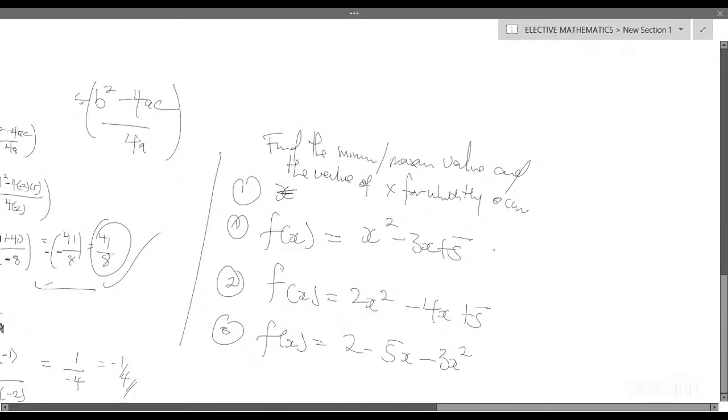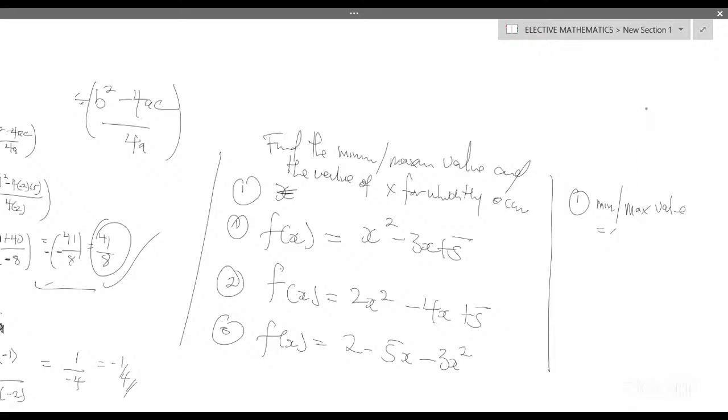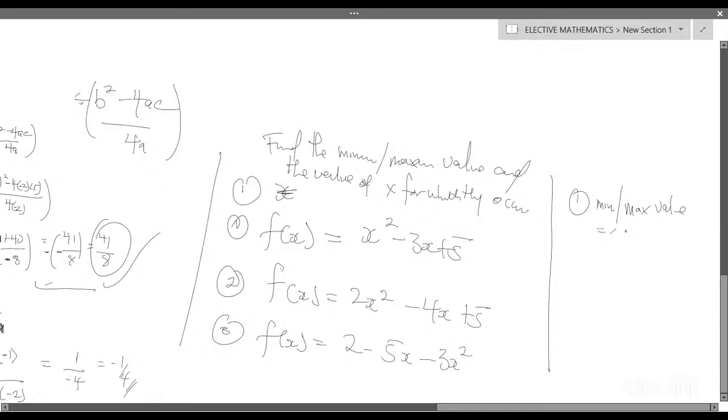Okay, so I'm taking answers for question 1. Elsie, what did you get for the minimum or maximum value? What did you get? I had negative 11 on 4. And for the x, I had 3 on 2.